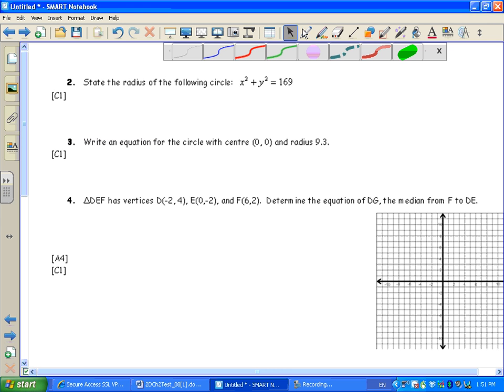Okay, question number 2. It says state the radius of the circle. So the equation of a circle is x squared plus y squared.